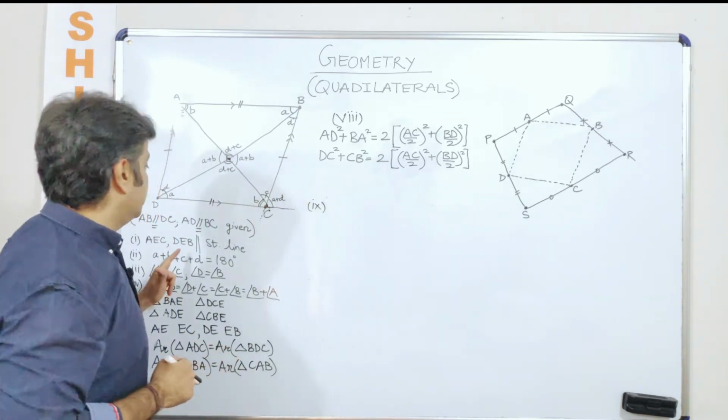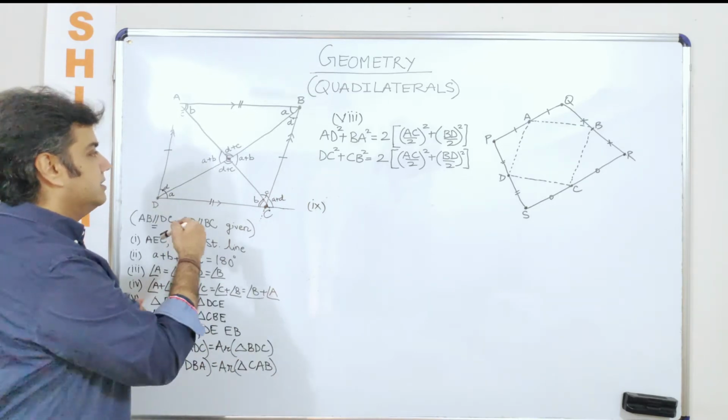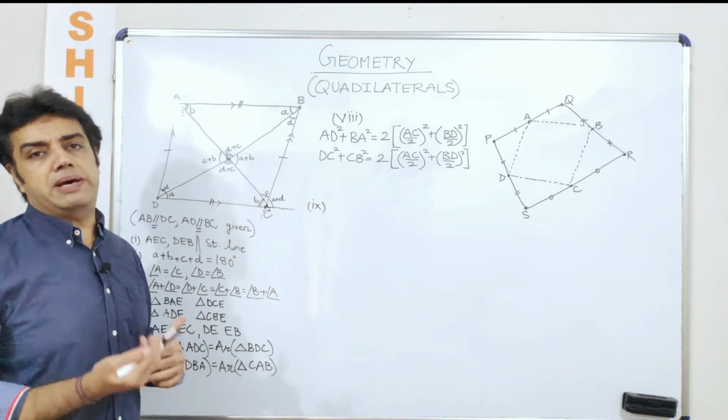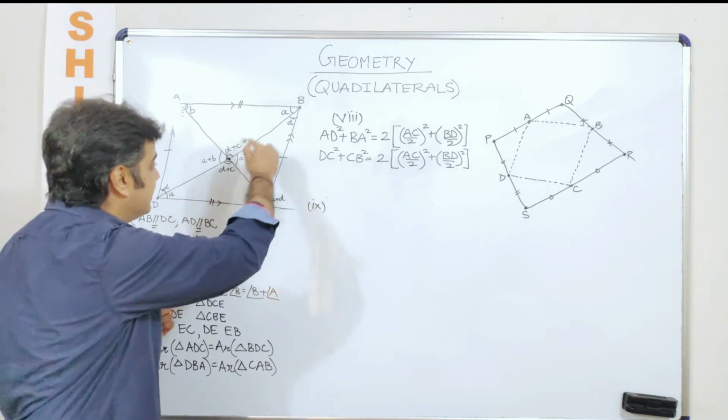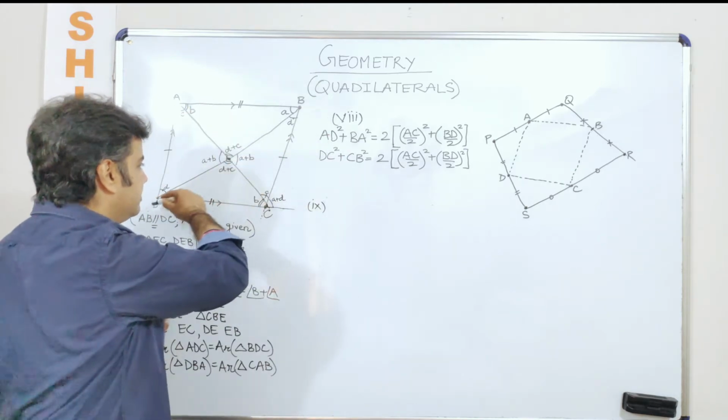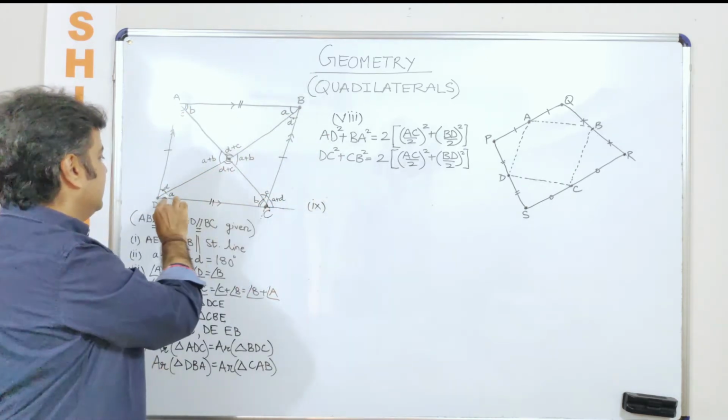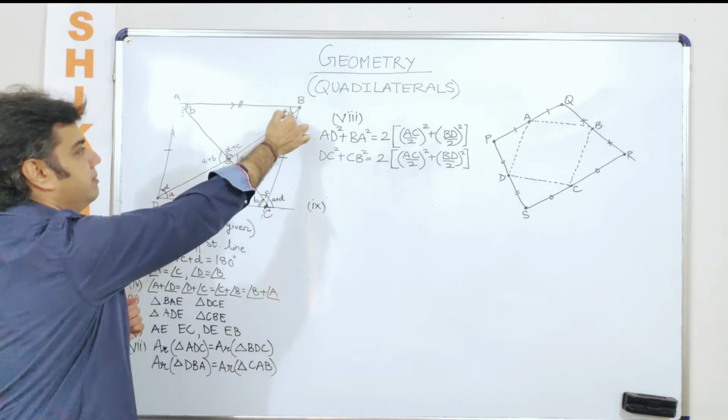So how do I prove this? But even before that, let us just use the property of parallel lines. If I say that this is a straight line, I have assumed this to be a straight line. In that case, if this is angle A, this will be angle A.